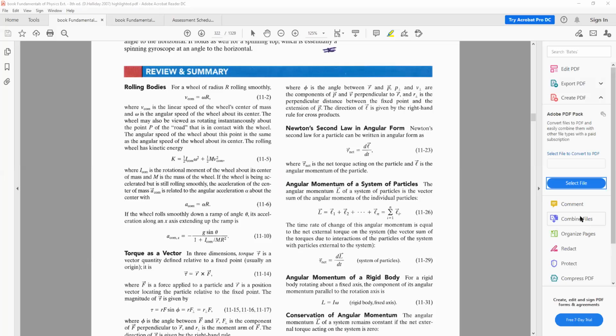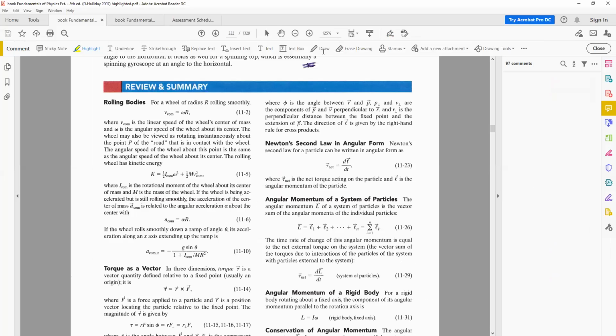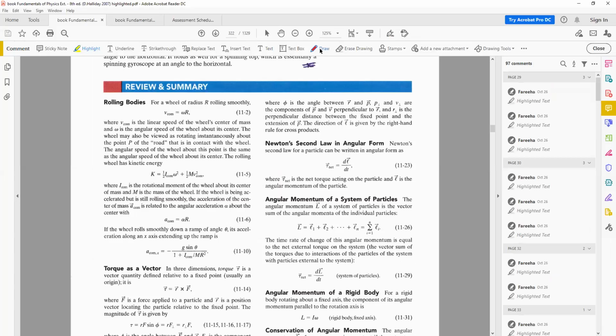Okay, so let's start. I'm going to share the book with you. Okay, so this is what we were studying last time, right? We were talking about rotational motion, angular momentum, angular velocity, energy related to that, and systems of particles. So these are the topics we are talking about.